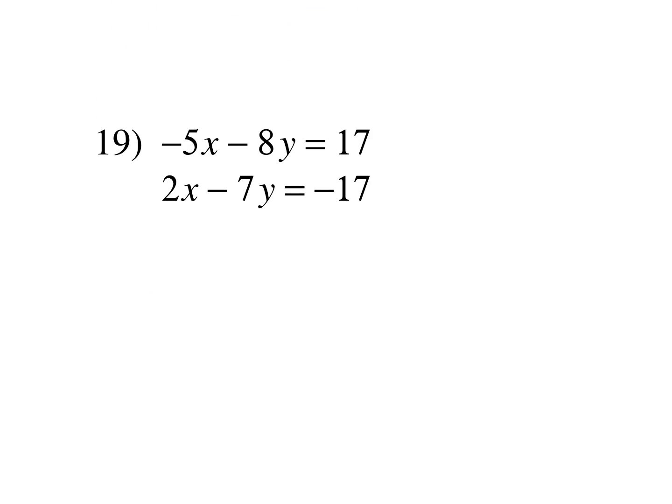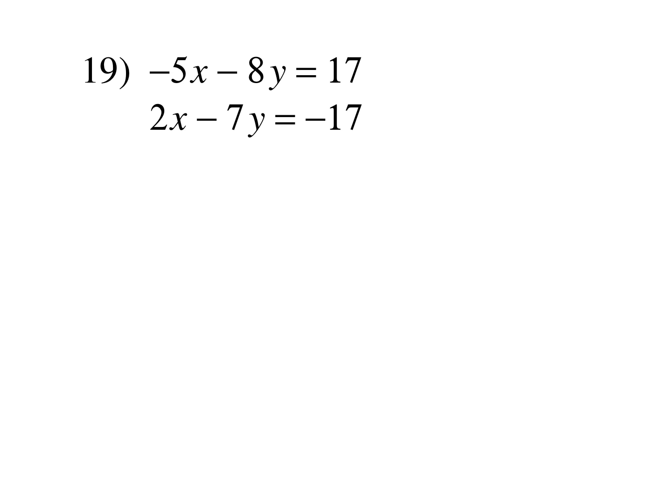For your last question, number 19, you have negative 5x minus 8y is equal to 17, as well as 2x minus 7y is equal to negative 17. Which of these equations would you like to solve for one of the variables? I would use the bottom one, and I would solve for x, because to me that's easiest. I would add the 7y to both sides to start with.